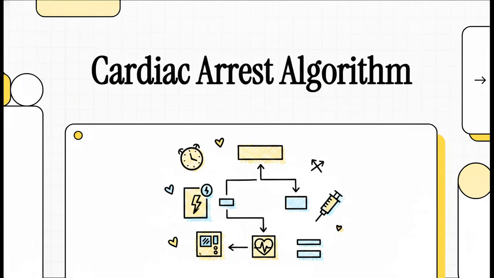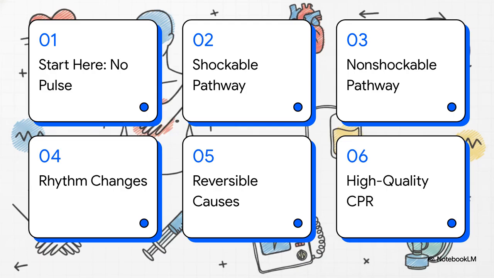Welcome to This Explainer. Today we're decoding a crucial roadmap for saving lives, the adult cardiac arrest algorithm. If you've ever looked at one of these advanced life support flowcharts and just felt totally overwhelmed by all the arrows, medications, and decision trees, well, you're in the right place. We're going to break down this life-saving protocol visually so you'll know the exact sequence of actions to take when literally every second counts. Here's our roadmap for today.